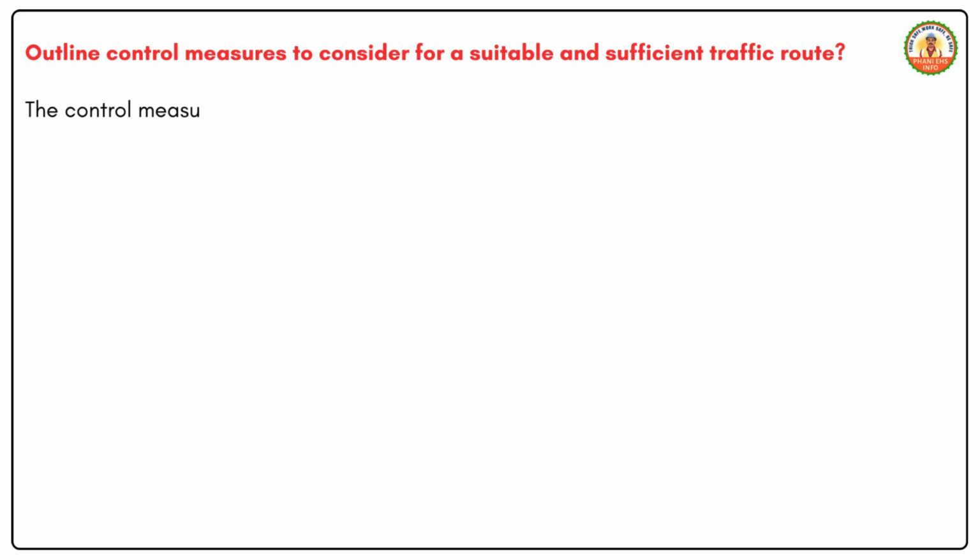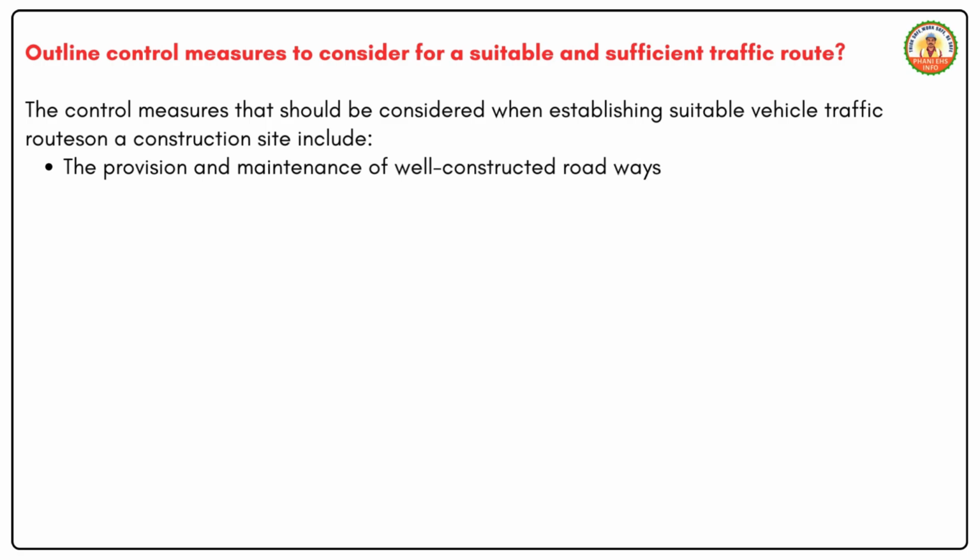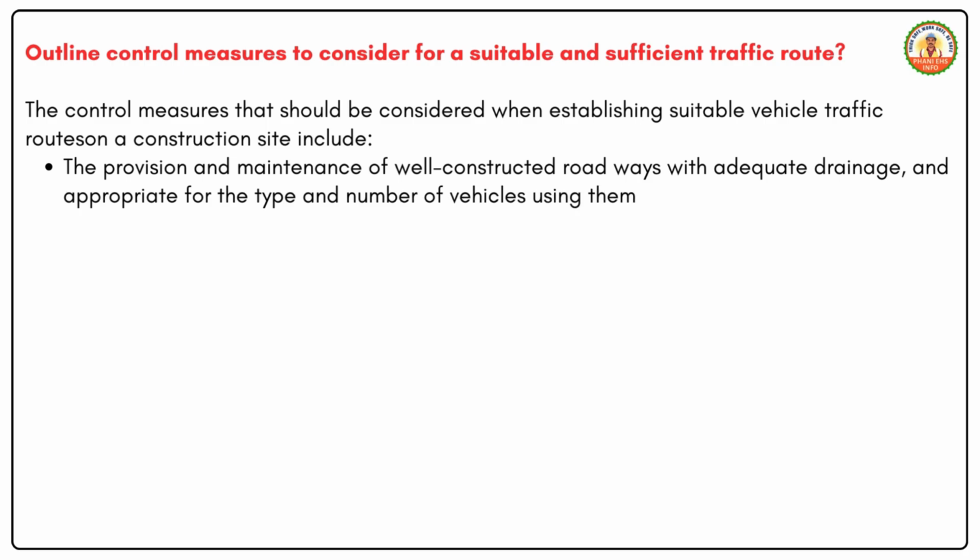Outline control measures to consider for a suitable and sufficient traffic route. The control measures that should be considered when establishing suitable vehicle traffic routes on a construction site include the provision and maintenance of well-constructed roadways with adequate drainage and appropriate for the type and number of vehicles using them. Ensuring that the number of steep gradients and tight bends are kept to a minimum.